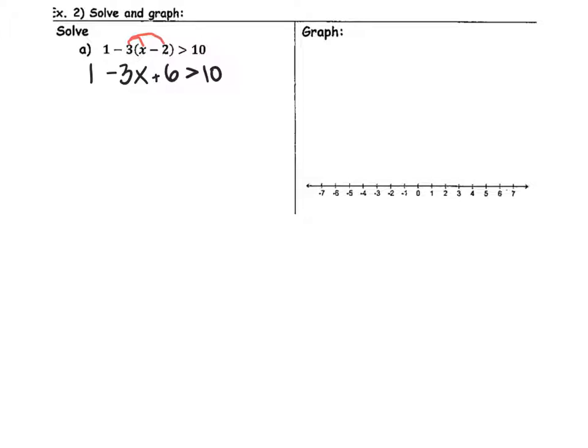Wait, why is it positive? Because it's negative 3 and negative 2. Negative times negative is positive. Negative 3 times negative 2 is positive 6. Okay, so I distributed.